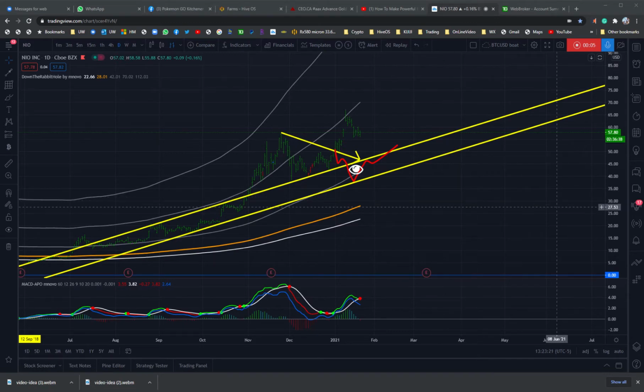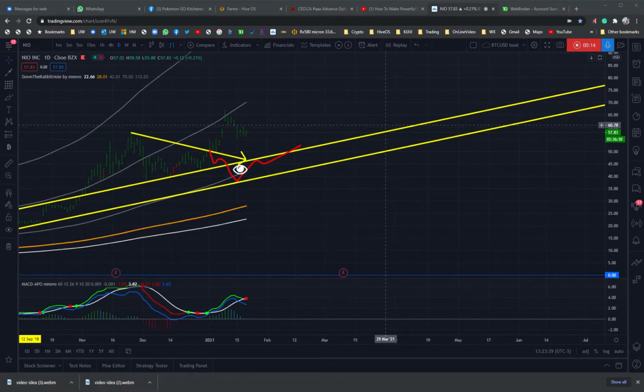I figure we would check in on Neo. I haven't looked at Neo in a while. I've been so focused on the crypto scene, and I noticed that we did the exact opposite of what I was thinking. Right? We went the other way. We broke out of this pattern, and then found resistance and started coming down.